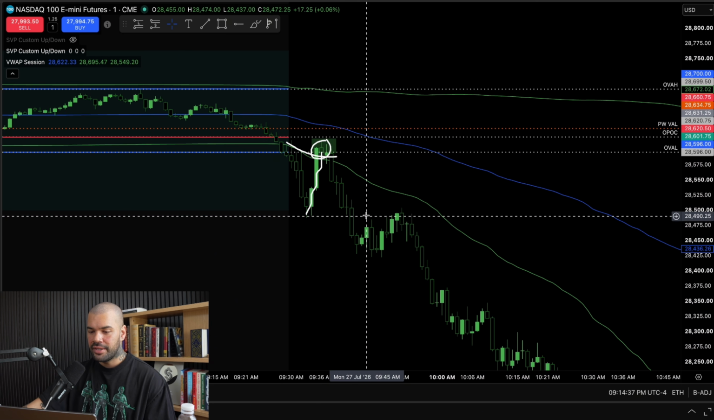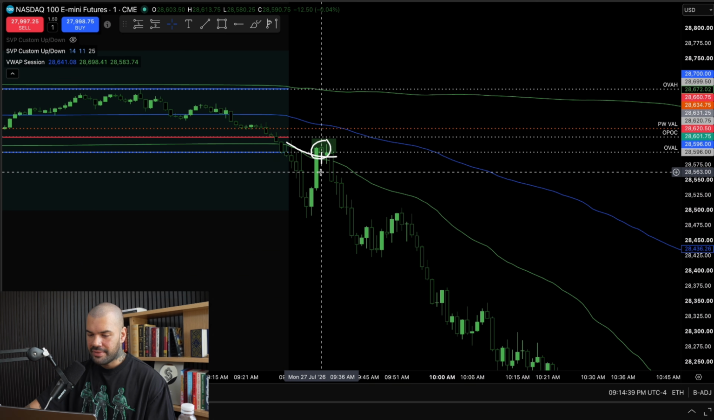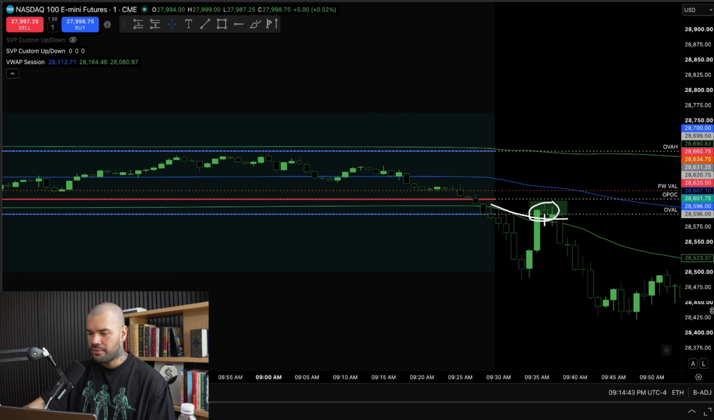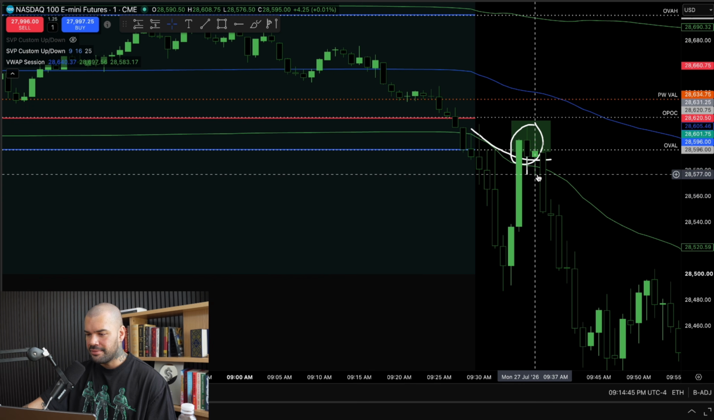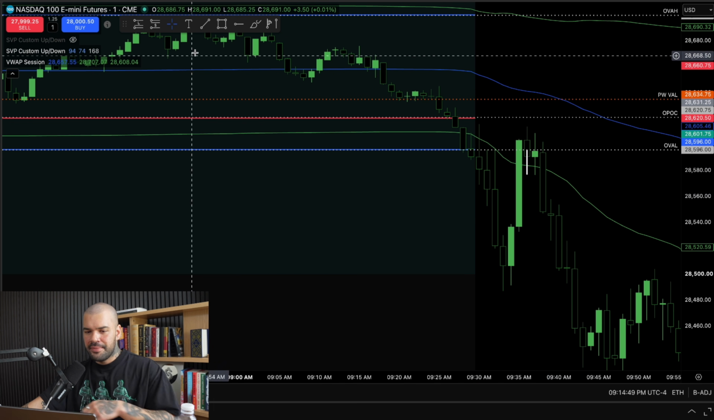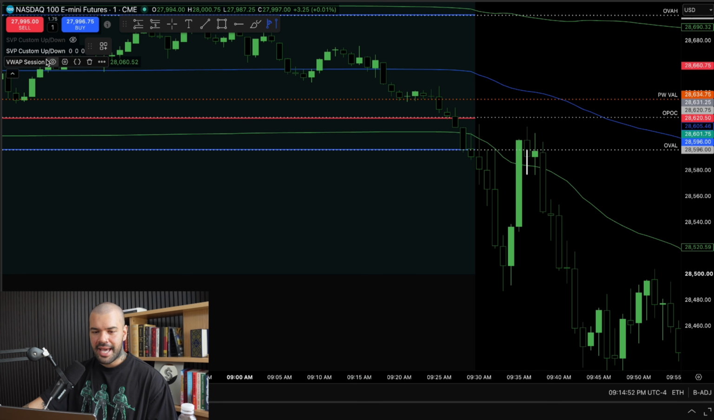And that's a tool you can use to add extra confirmation. If it's too early in the session and the developing volume profile hasn't yet had enough time to add in volume and give you that extra confirmation, using that VWAP can be something you use as an added layer of confirmation.